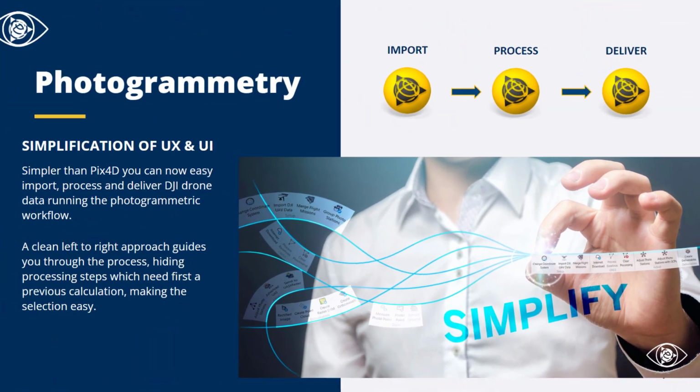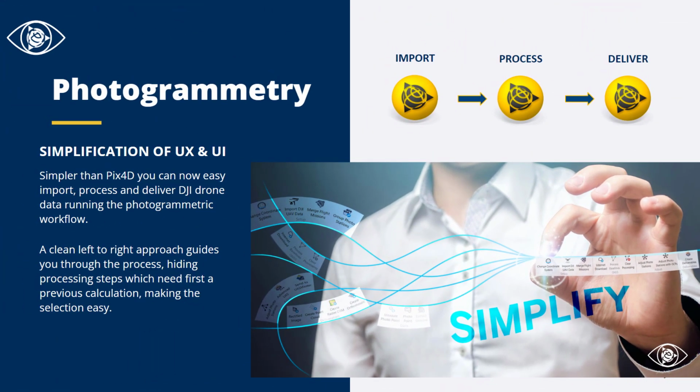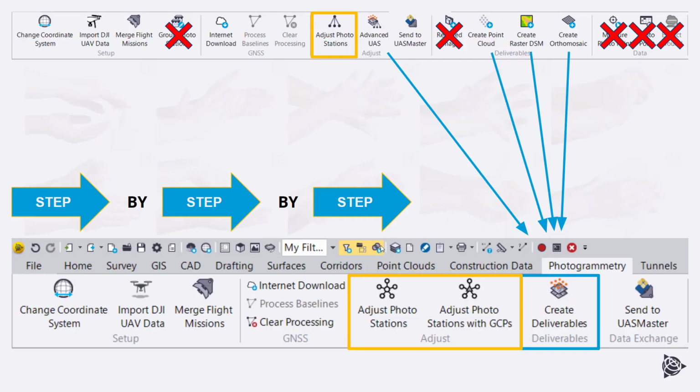Welcome to What's New in Trimble Business Center Area Photogrammetry for version 5.6. In this video, we want to show the changes made to the user interface, simplifying the workflow. Our goal for version 5.6 was to create a clean left to right approach. Let's take a quick look at what happened from 5.5 to 5.6.